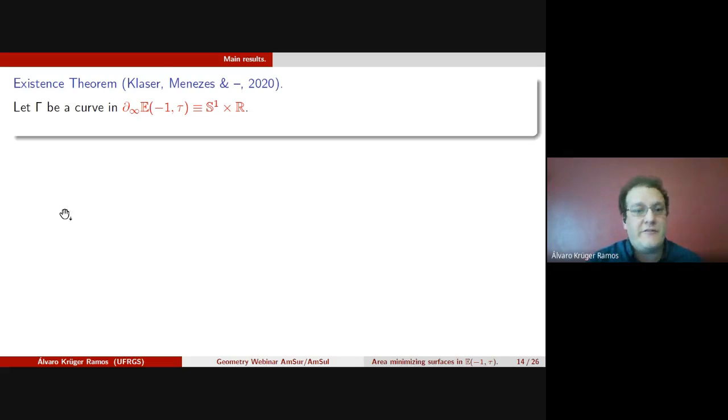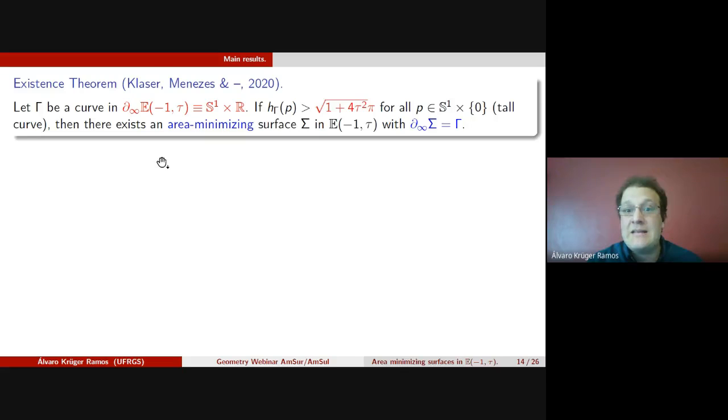So the first result I want to present today is the existence theorem, and it goes like this. You take a curve in the asymptotic boundary of E-1 tau, and if the height of this curve at every point is high, in the sense that it's larger than the square root of 1 plus 4 tau squared times pi, so we call this a tau curve, then you can find an area minimizing surface sigma with that asymptotic boundary. So again, you can find a lot of area minimizing surfaces in E-1 tau.